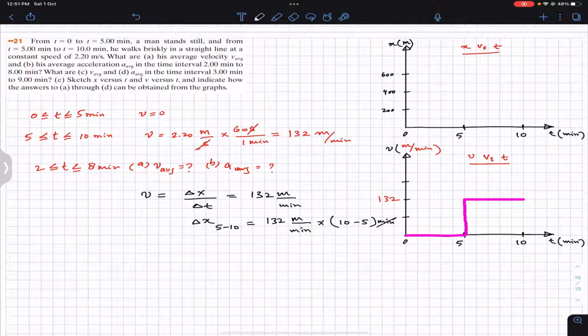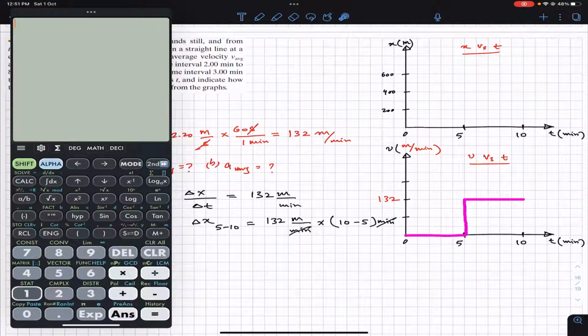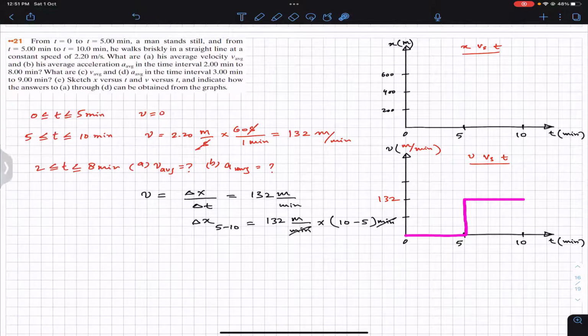So this minute will cancel out, and we will be left with the answer in meters. So now 132 multiplied by 10 minus 5 is 5, so this is 660 meters. So the change in position of the man from 5 to 10 minutes is 660 meters. So in other words, we can say that from t equals 5 minutes until t equals 10 minutes, the man walks a distance of 660 meters.